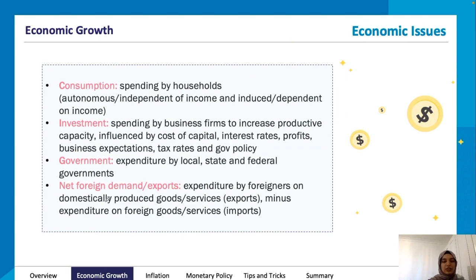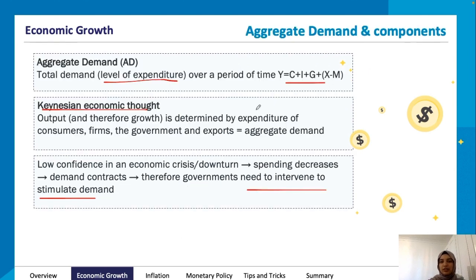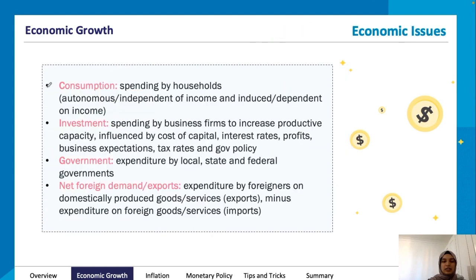So like I mentioned earlier, this is what's involved over here: C plus I plus G plus the net of the exports and imports. So we've got consumption, which is the C, spending by households. It can be autonomous, independent of income, or induced, dependent on income. Investment, which is spending by business firms to increase productive capacity, influenced by cost of capital, interest rates, profits, business expectations, tax rates, and government policy. There are so many things that impact how much investment comes into the country.